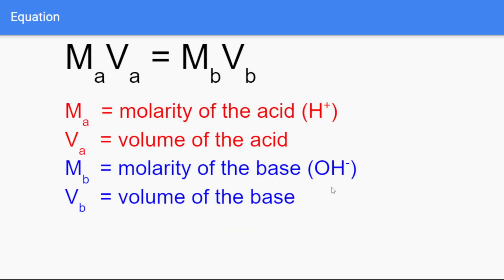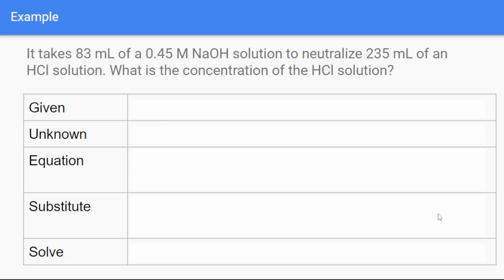Once you've added a certain volume of that base to your unknown acid, we will use this equation to solve for the molarity of the acid. So we're solving for MA. MA is the molarity of the acid, VA is the volume of the acid, MB is the molarity of the base, and VB is the volume of the base.